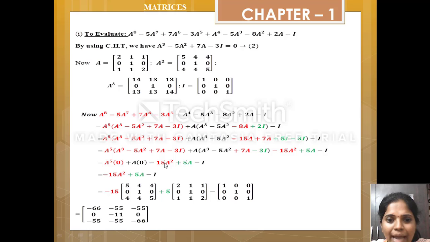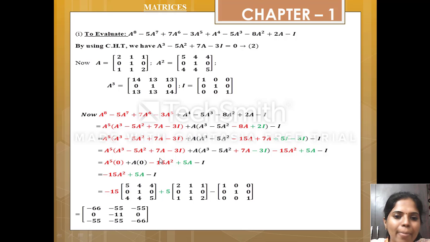After using the Cayley-Hamilton theorem, this lengthy matrix expression is reduced to a very simple expression of only 3 terms. Now we substitute the A square matrix, A matrix, and I matrix. Simplify, and you get this matrix, which is the value of this expression.